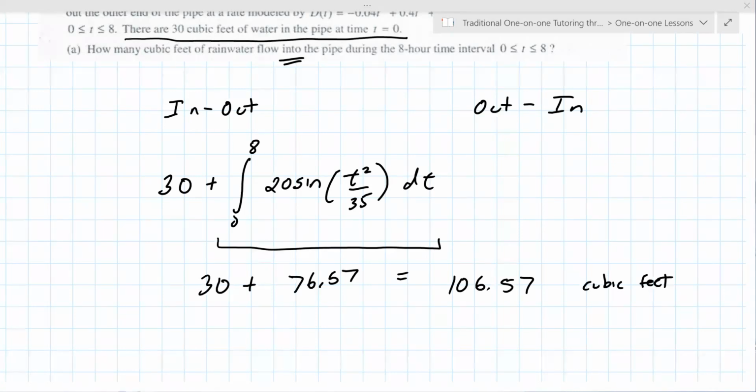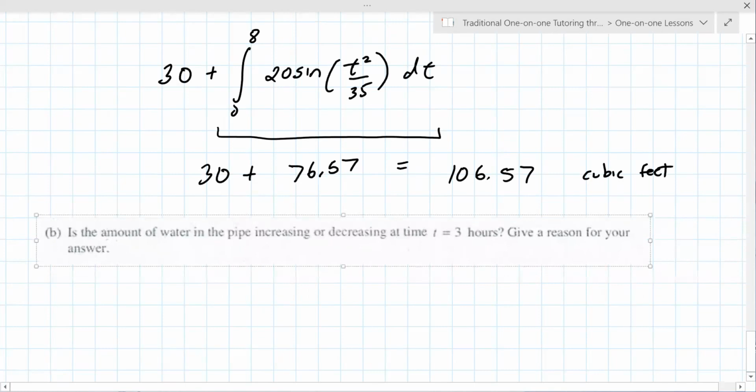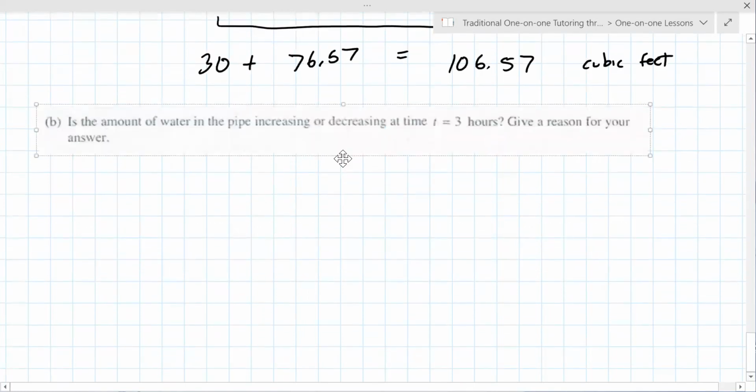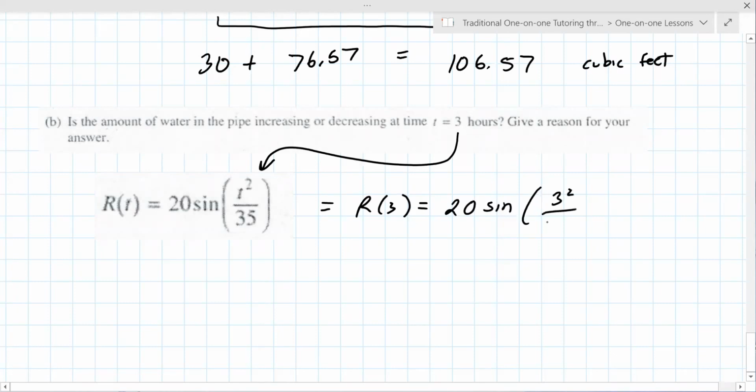Part B. Let me snip this in. Is the amount of water in the pipe increasing or decreasing at time t equals 3? So you know if it's increasing or decreasing based on the sign of the derivative. Your derivative is this r of t right here. So you literally just substitute t equals 3 in there. So you're just doing r of 3, which is 20 sine of 3 squared over 35. Let me make sure that it's actually per hour. It is. So t is in hours.